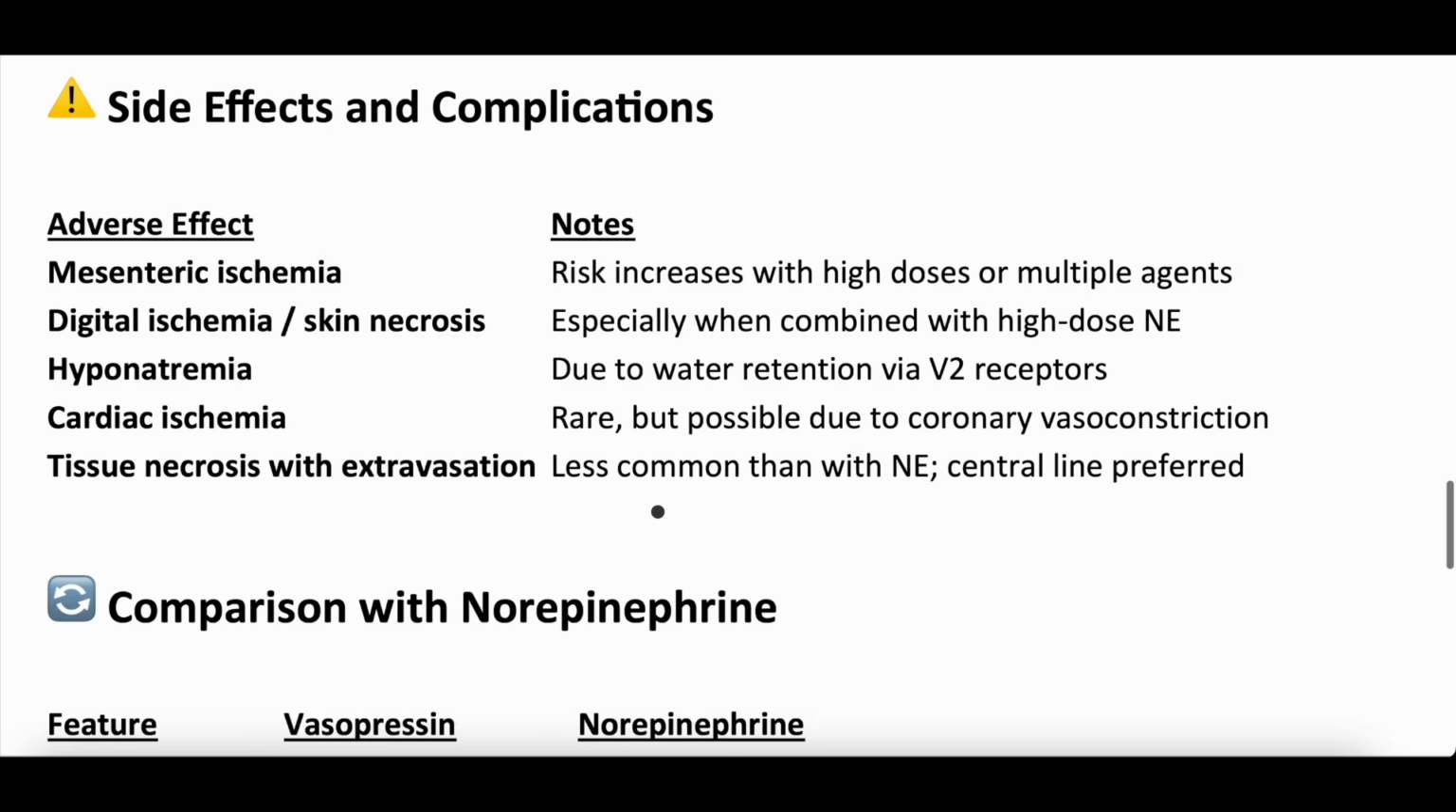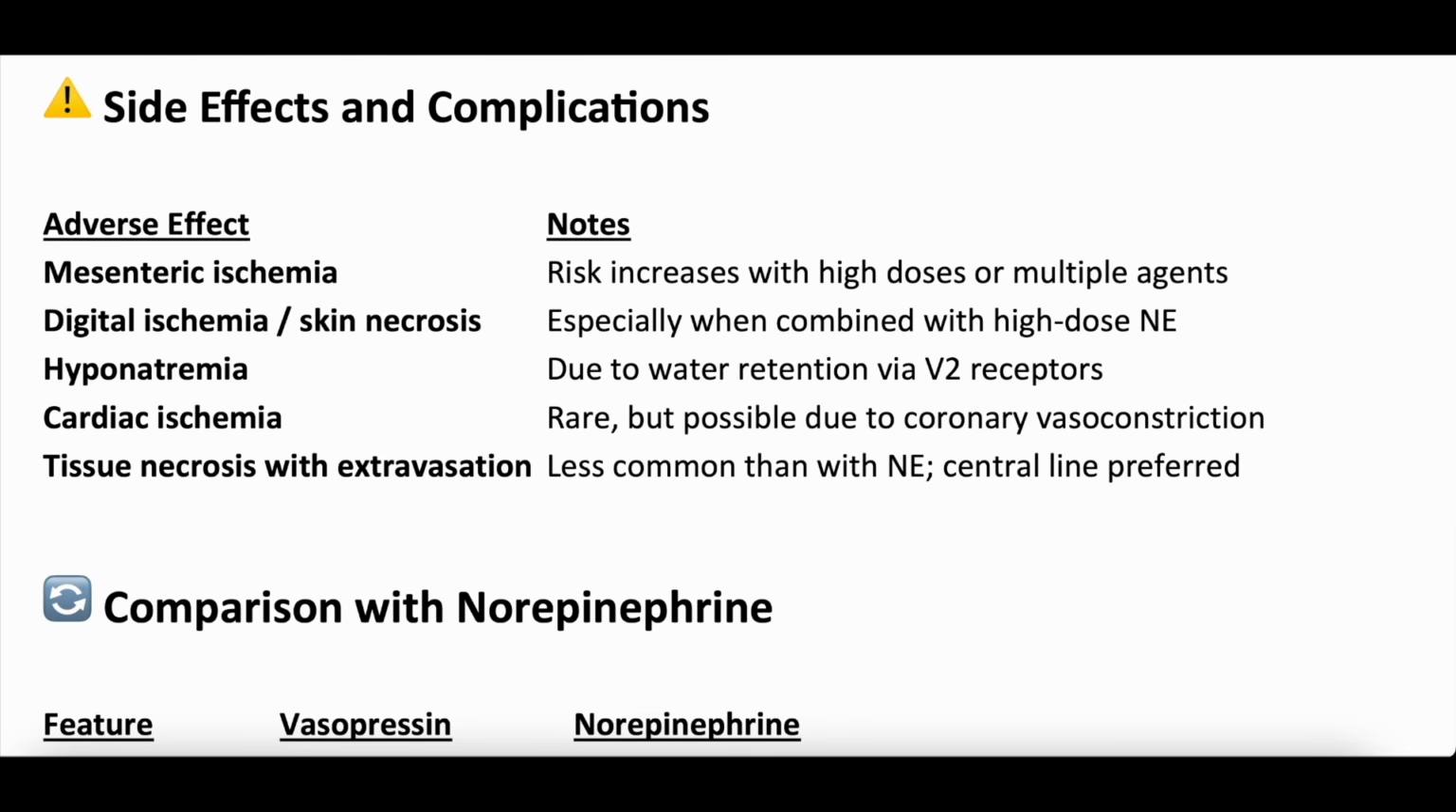Okay, what else? Side effects and complications of vasopressin. As we already implied, vasopressin can increase ischemia of everything, the digits and the gut being two of those things. So increased risk of mesenteric ischemia, increased risk of digital ischemia. All right, it can cause hyponatremia. Now, why is that if you think about it for a second? Well, the V2 receptor, we said, increases water reabsorption in the kidney. So if you're increasing free water reabsorption, that can drop your sodium. So it can lead to hyponatremia.